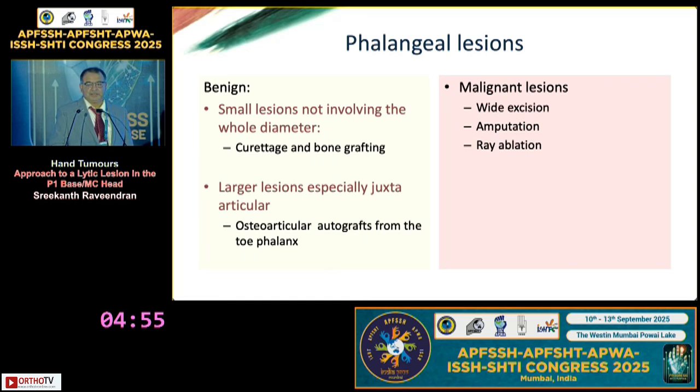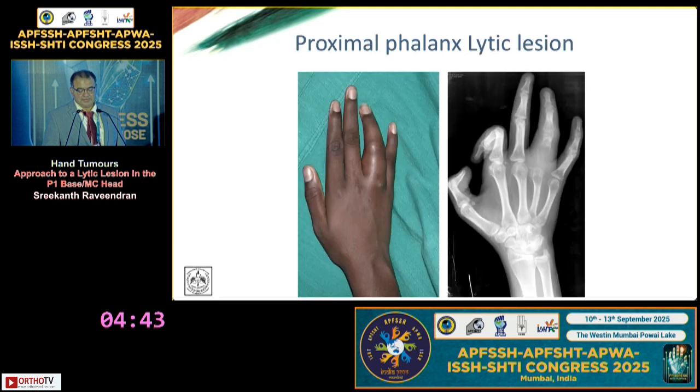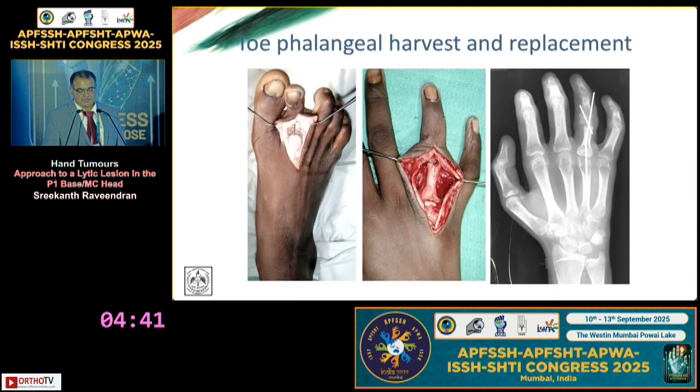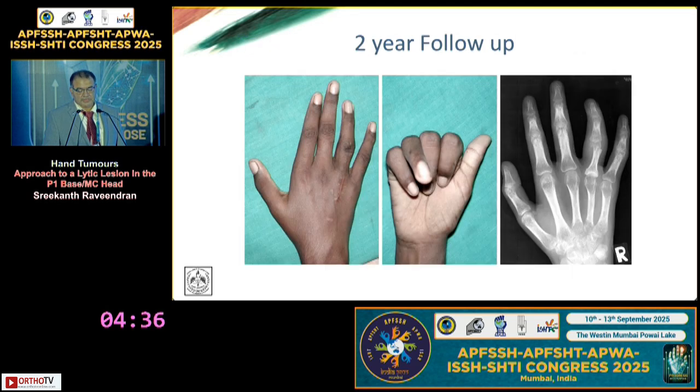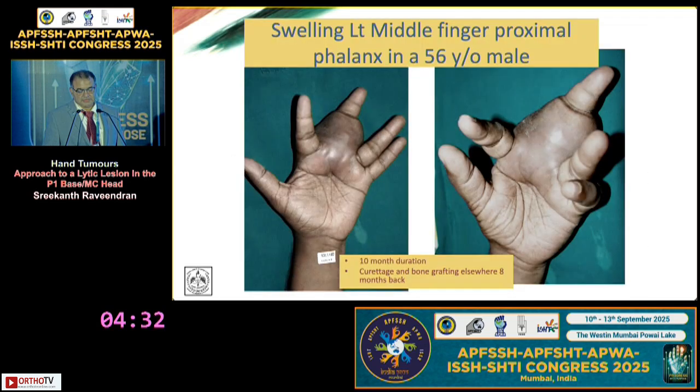Coming to the phalangeal lesions. For a small one, the same technique, we still use it. And if there's a malignant lesion, we go for wide excision or amputation or ray ablation. Enchondroma on the phalanx, excised, reconstructed with a phalanx taken from the toe, and that's the follow-up. We have published this result in the JHS.